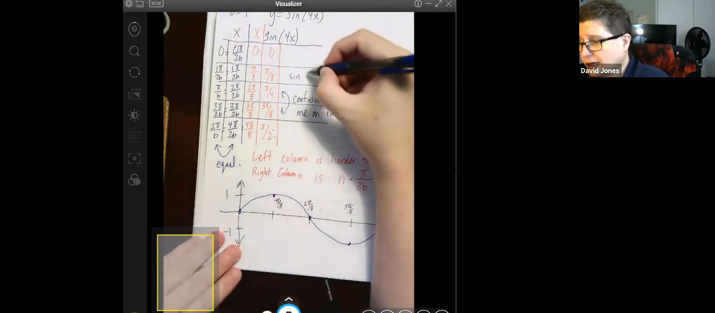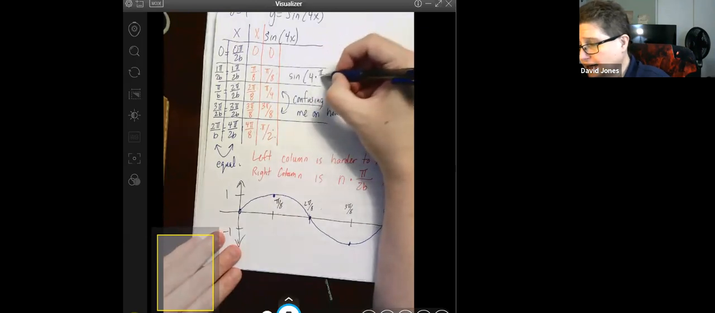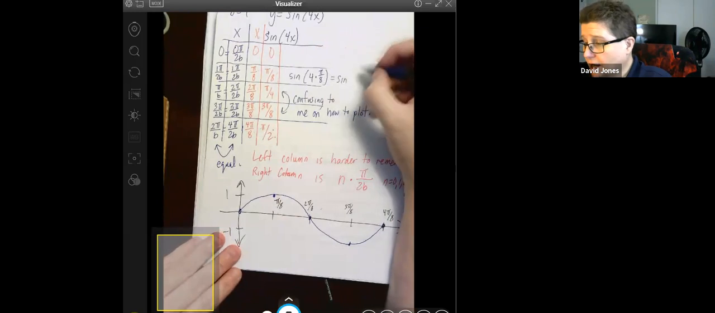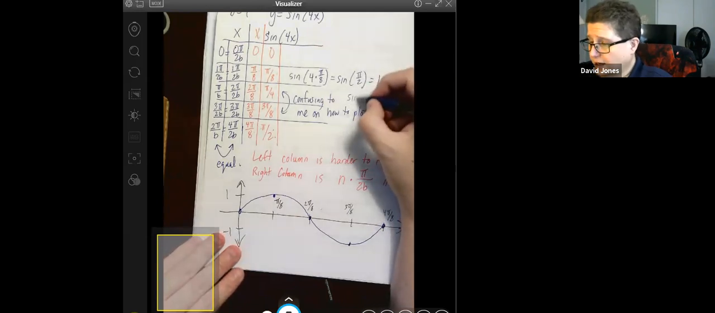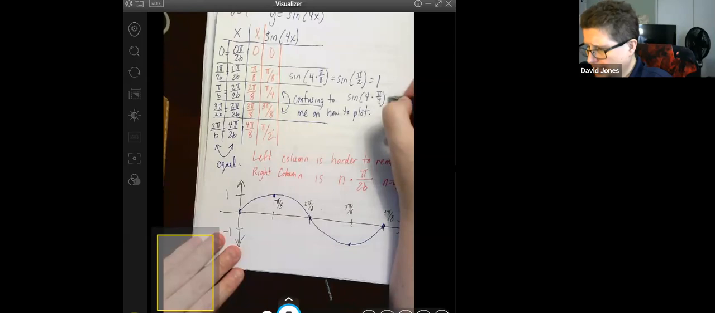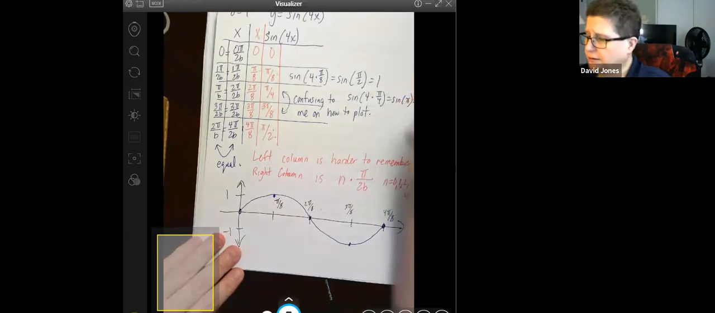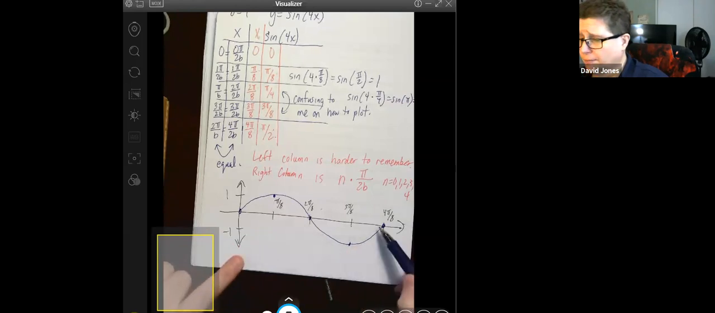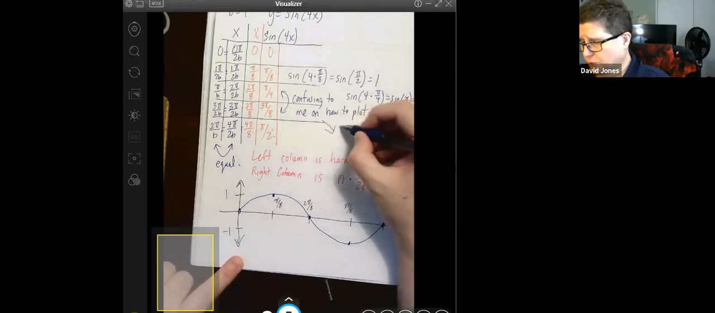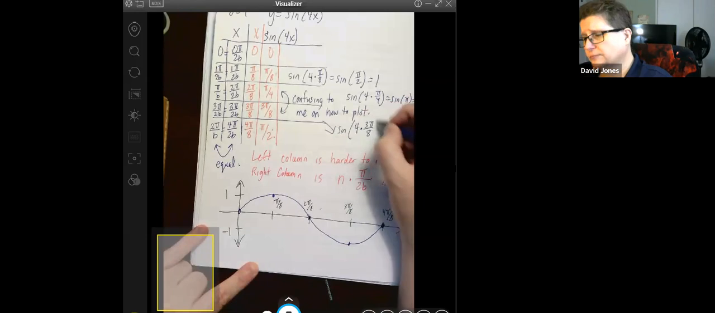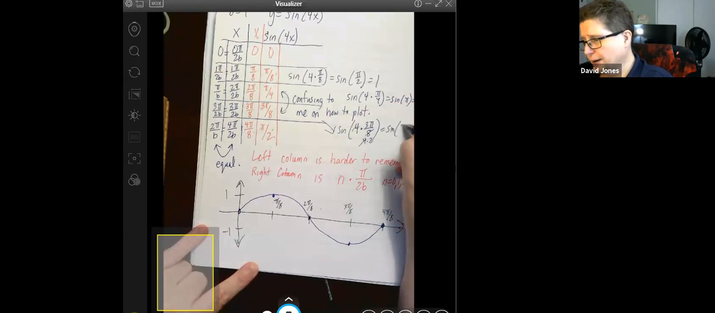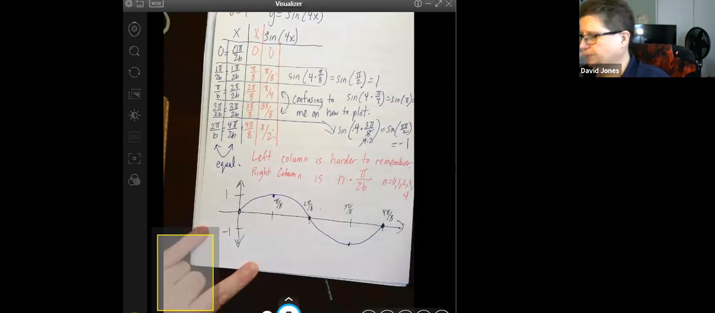Notice sine of 4 times pi over 8 is equal to sine of pi over 2, which equals 1. Sine of 4 times pi over 4 equals sine of pi, which equals 0. That's why we get back to the graph we were at before. Sine of 3 pi over 8, sine of 4 times 3 pi over 8. 8 is 4 times 2, the 4's cancel. This is sine of 3 pi over 2, which is -1. That's why it breaks it up like that.